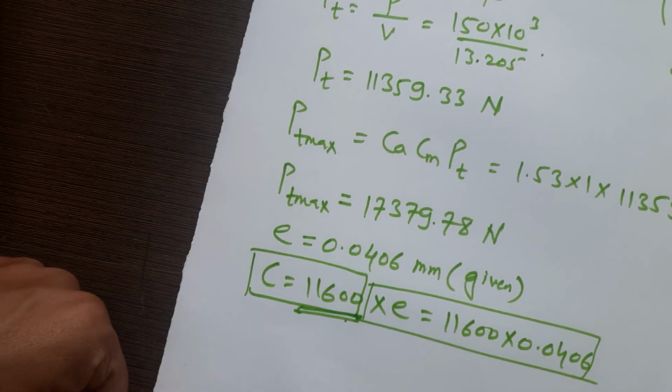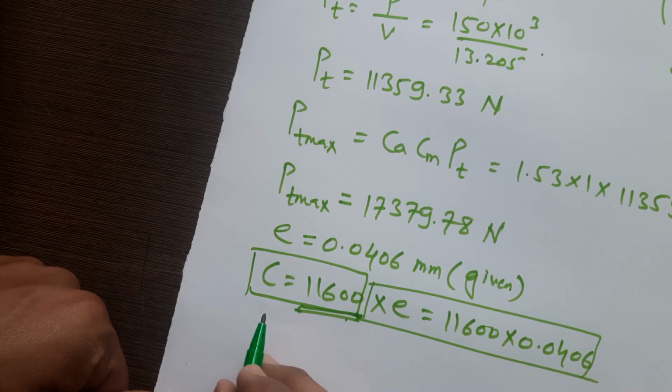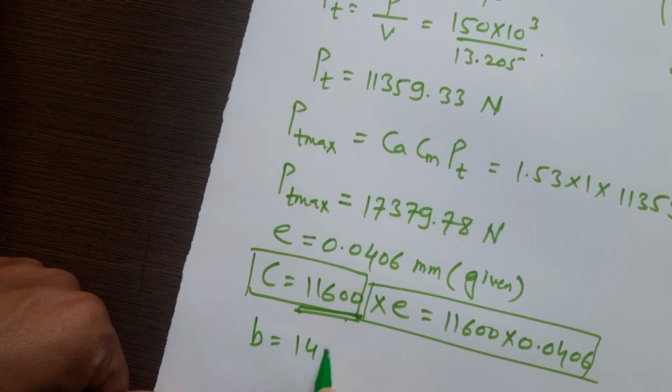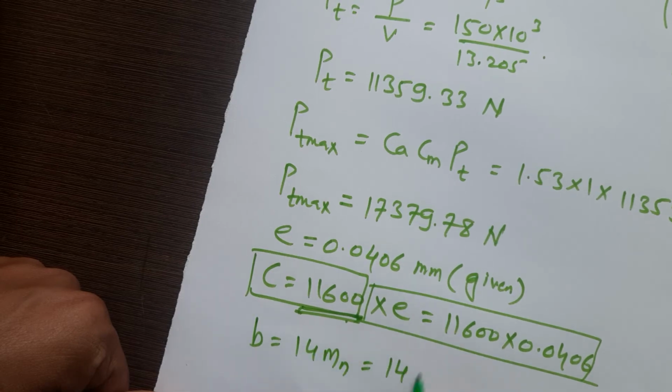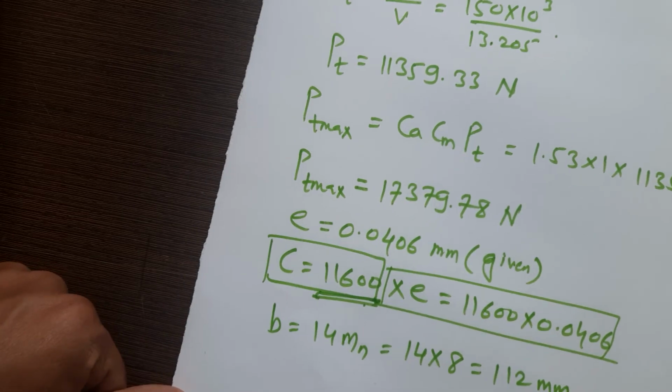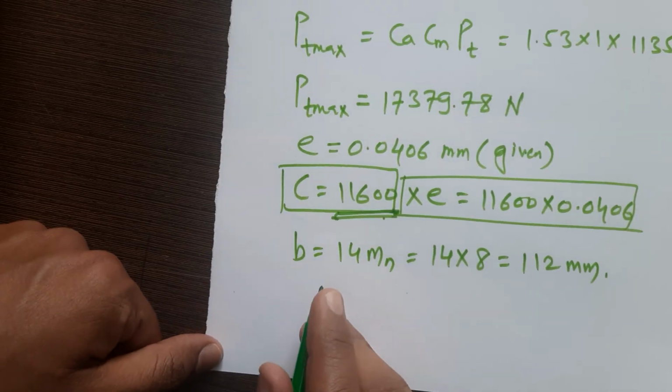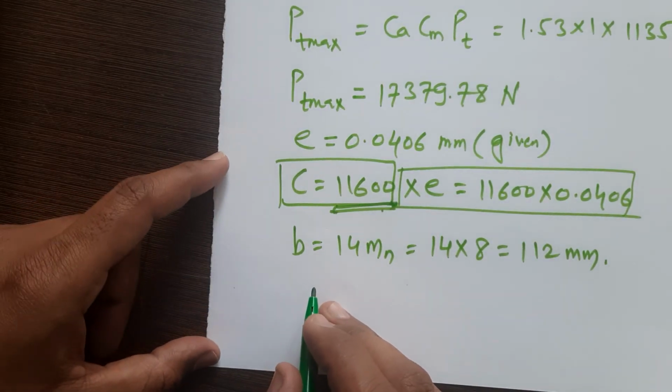Then B is given as 14 times module, so B is equal to 14 times Mn. 14 into Mn, which is 8, gives you 112 mm. After getting all these, you can now calculate the dynamic force.